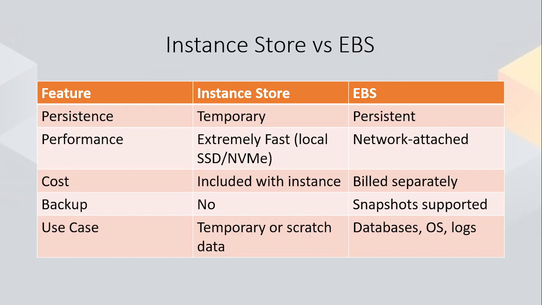EBS supports snapshots, allowing easy backups and replication, but Instance Store doesn't. In practice, AWS users often use both: EBS for the operating system and persistent data, and Instance Store for temporary or high-speed processing tasks.